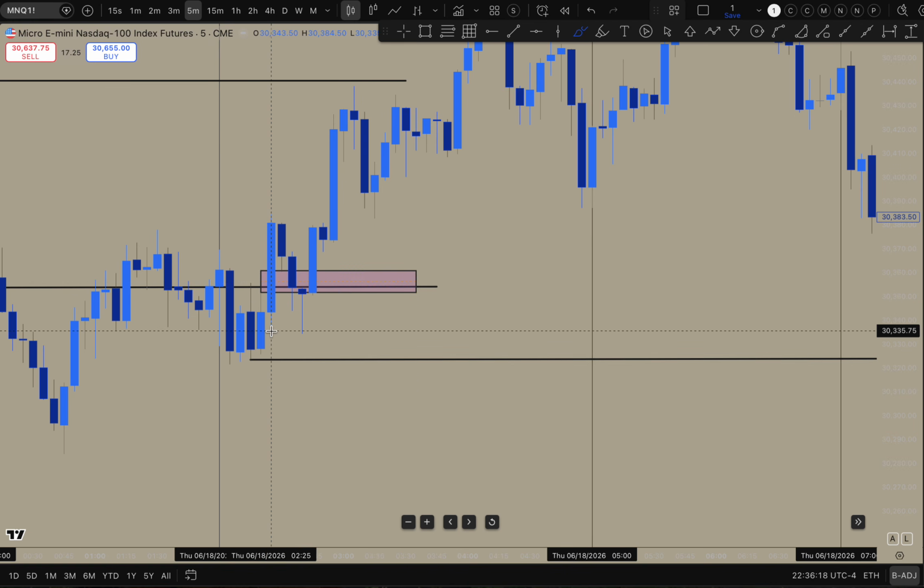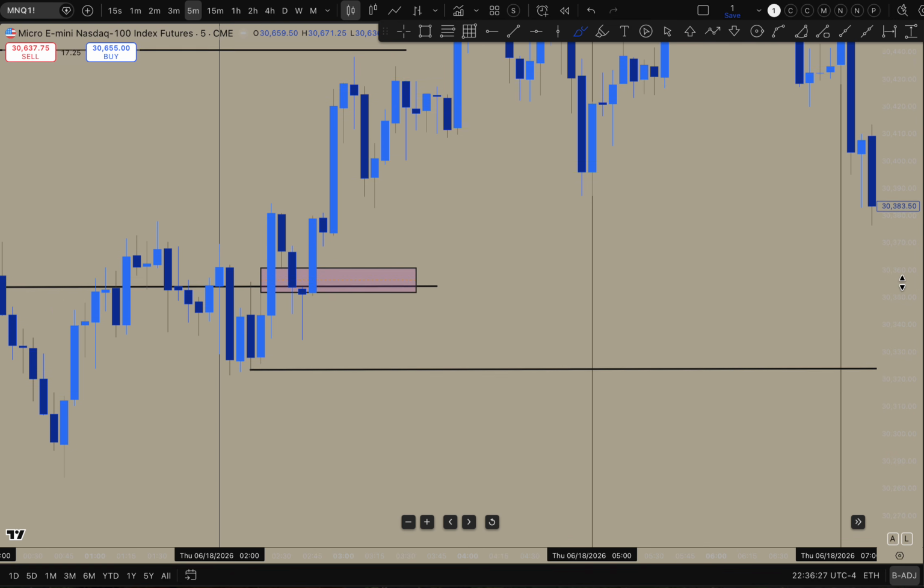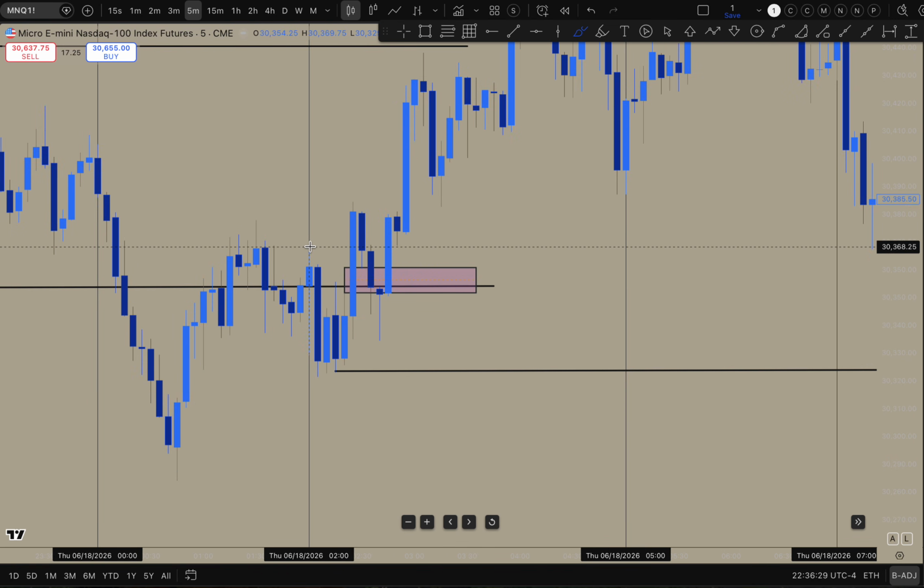And what do we notice? Price enters into this and reverses back out. That's a great way to take a trade. What are we looking at when we saw all of this? We're looking at the fact that we're at the right session, London, at the right time, 2 a.m.